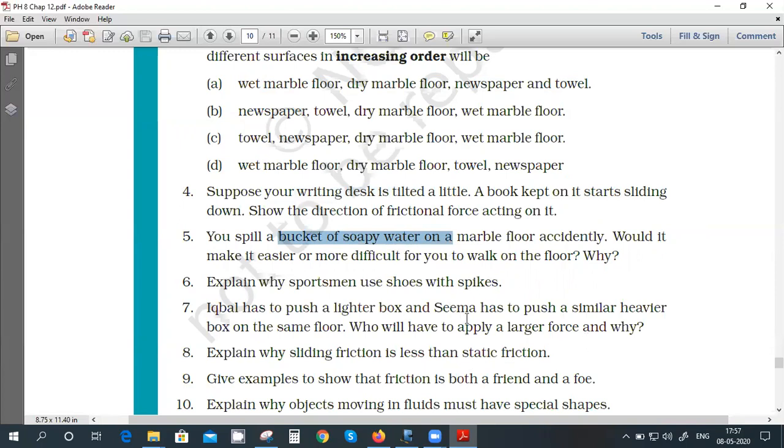Spill a bucket of soapy water on a marble floor. Would it make it easier or more difficult for you to walk on the floor? It will become difficult to walk on the floor because the friction between the floor and your feet is now less than it was before when it was dry. So sportsmen use spike shoes to increase grip between the ground and their shoes.